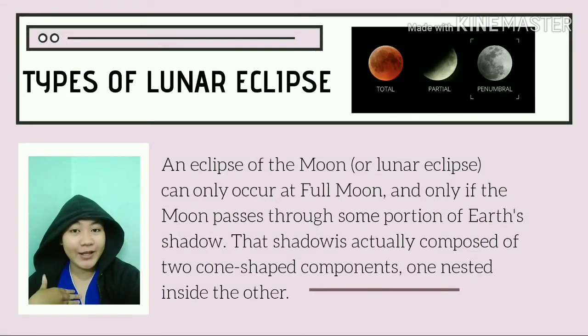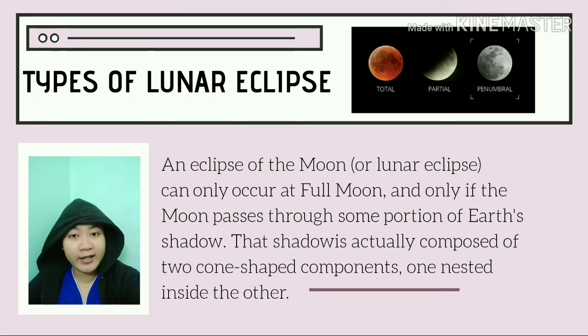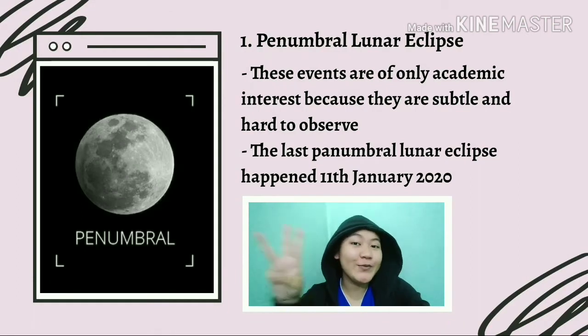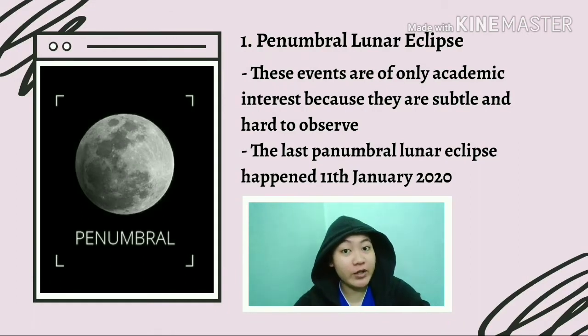Here, I will explain you about the types of lunar eclipse. So, the moon eclipse or the lunar eclipse can only occur in the full moon, if the moon passes through some portion of the shadow of the Earth. And the shadow is actually composed of two cone-shaped components, one nested inside the other. There are three types of lunar eclipse according to astronomers.